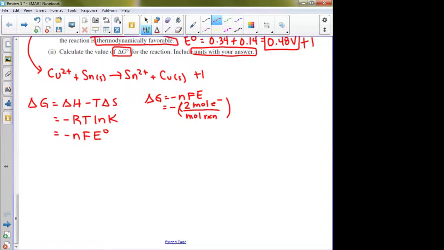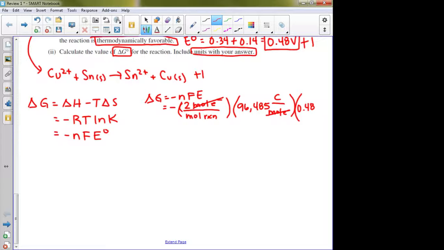And it'll make sense. F is Faraday's constant, which is 96,485 coulombs per mole of electrons. So now I can already see my moles of electrons have what? Canceled. That's on your equation sheet as well. Faraday's constant. You don't have to memorize that. It's on your equation sheet. Okay. And then your E value, we just found to be what?